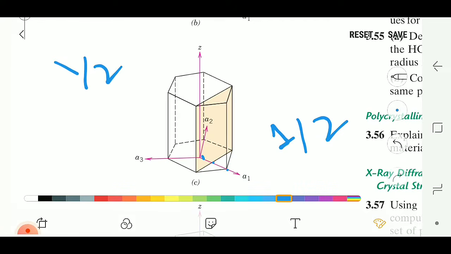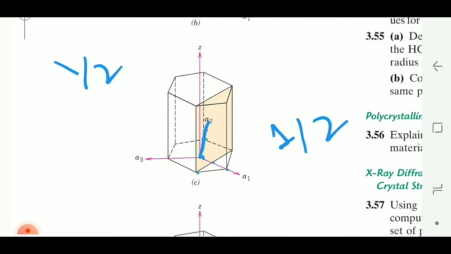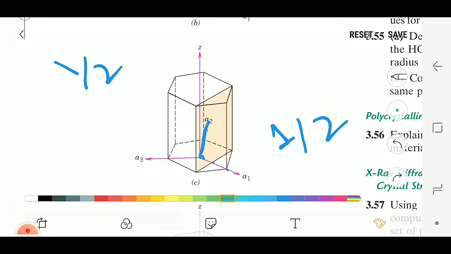Now if we talk about the a2 axis, you can see this is the a2 axis direction, and the corner just opposite to this corner of the unit cell is this one. Here is the corner for the positive a2 direction, and the corner just opposite to that is this one, and this is for the negative a2 direction.